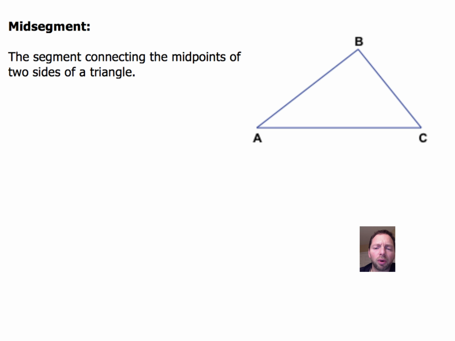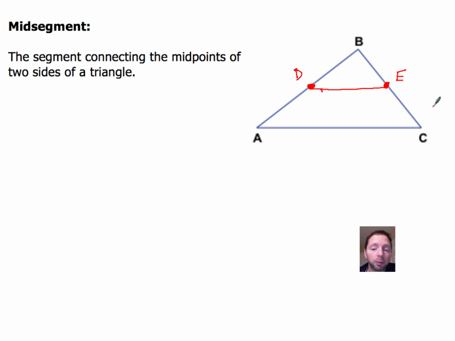Now let's draw a midsegment here in our picture. It says a segment connecting the midpoints of two sides of a triangle. So I'm going to pick this piece right here and call that point D. And D is going to be the midpoint of side AB. Then I'm going to go over here to side BC and make this one point E, and call that the midpoint of BC. Now the midsegment is going to be that segment that just connects those two midpoints.